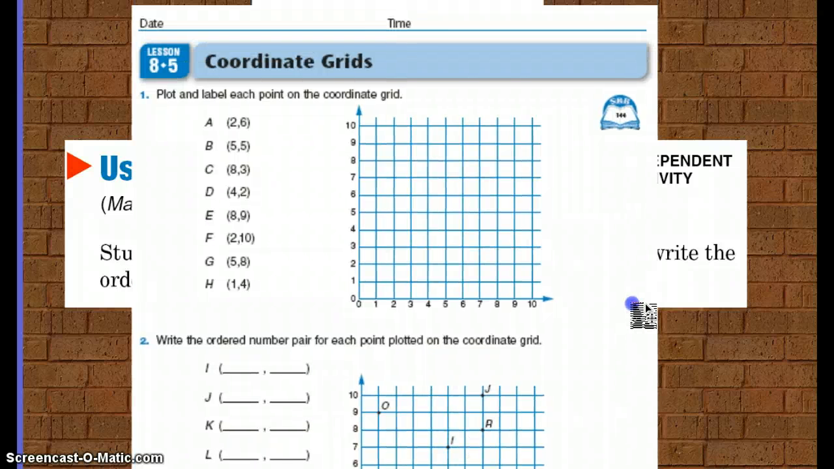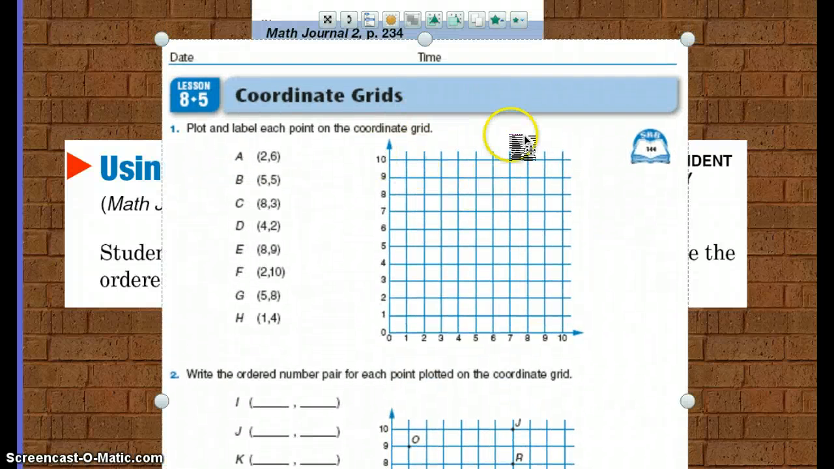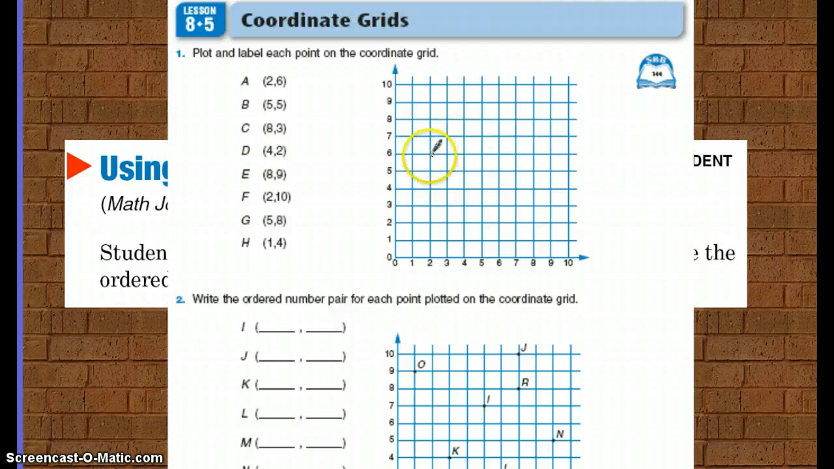And the final one you're going to do is on page 234. Remember our song for coordinate grids? Coordinate grids, coordinate grids, here we go, here we go. Go across the bottom, then go up. Now you're done, now you're done. So if we follow that, it says A is 2, 6. We go across the bottom to 2. We go up to 6. That's where we would mark our point, and we would write the letter A next to it. Go ahead and finish this page and also correct that from your student journal answer key.